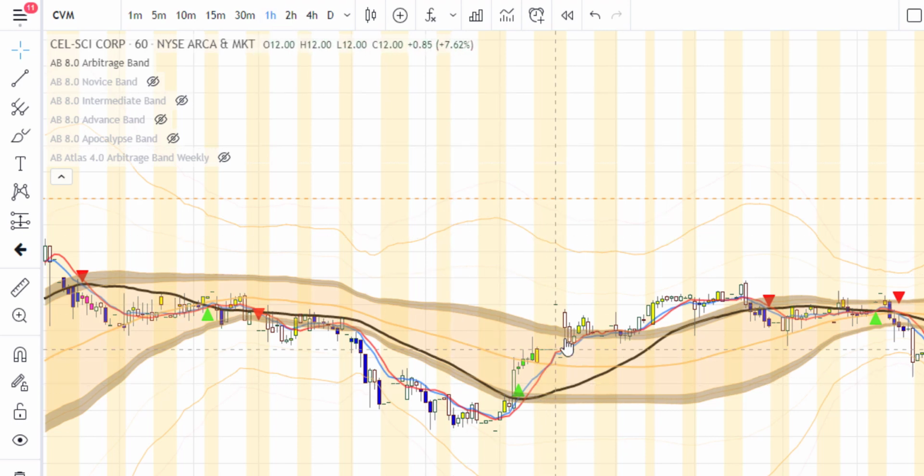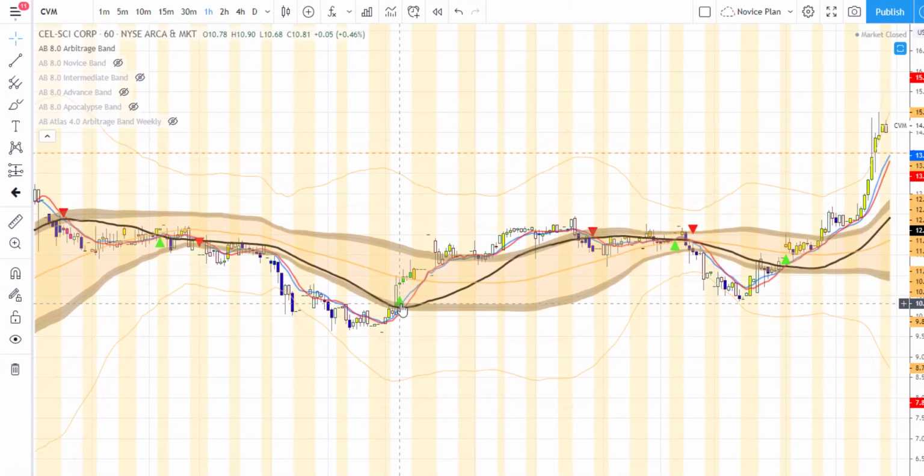Now, what are the colors of these candles? Well, in normal trading, if you're not using the beautiful, wonderful arbitrage bands, you have two colors, green and red. Green is up, red is down. Pretty straightforward, but it's not really as much information as we want to see because the more information that we have, the better we can make a decision to make profit or to take profit. So let's take a look.